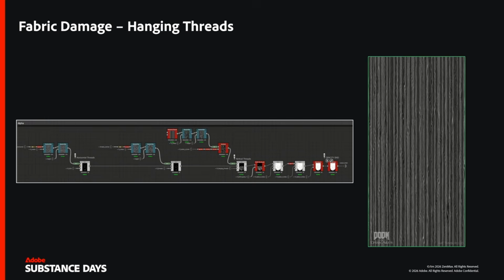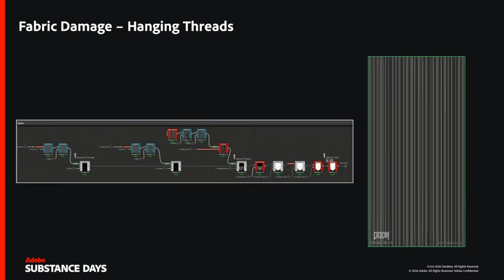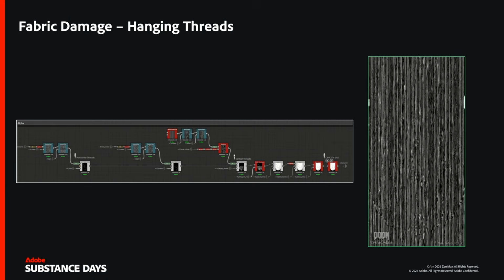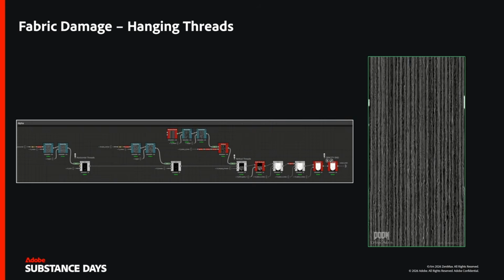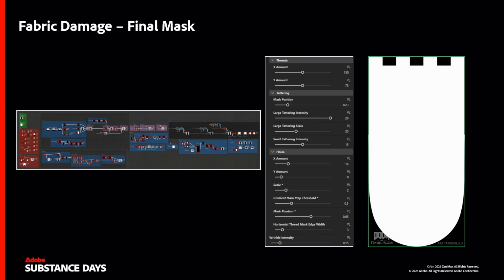Additionally, I used the same thread pattern to add hanging threads from the bottom tatters of the banner. And with all of these details combined, we have our final mask output for the banner, and we can adjust any of these parameters to create a variety of looks.